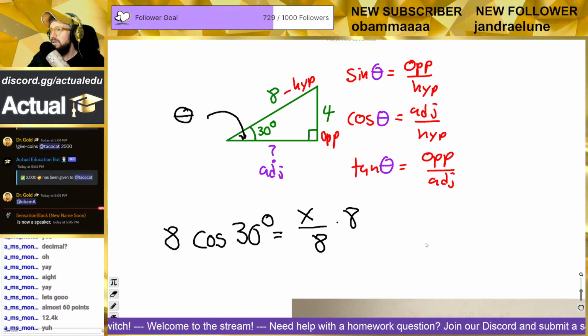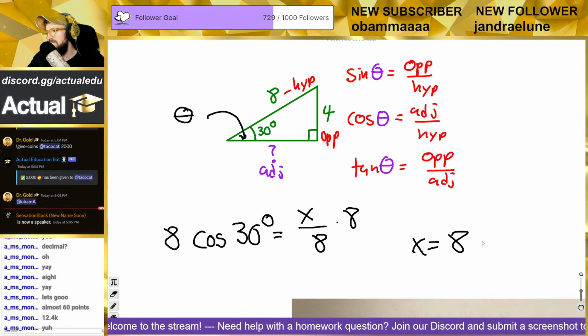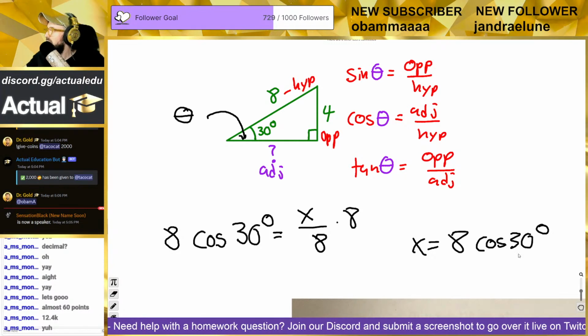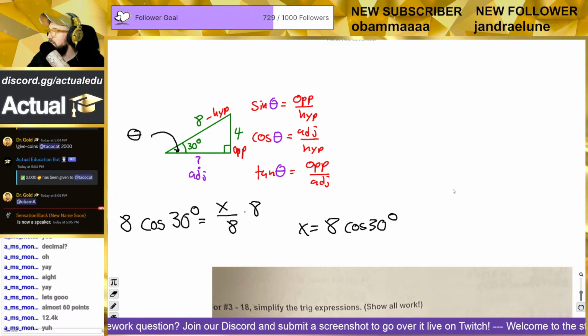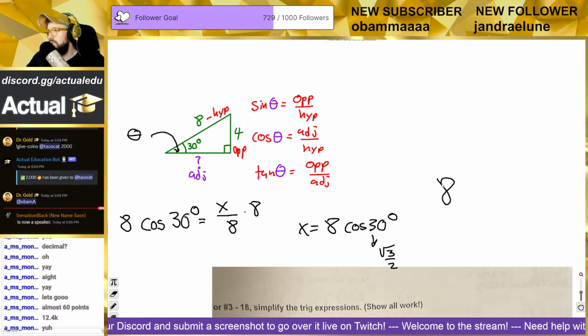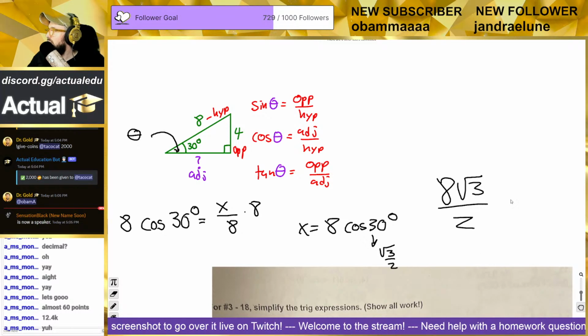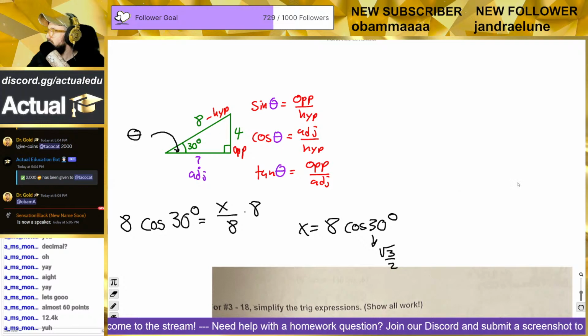So then I get that x is equal to 8 cosine of 30 degrees. Perfect. And that's something you can put in your calculator. It turns out that the cosine of 30 degrees is the square root of 3 over 2. So this is 8 square root of 3 over 2. Which ends up becoming what? Well, can you simplify that?